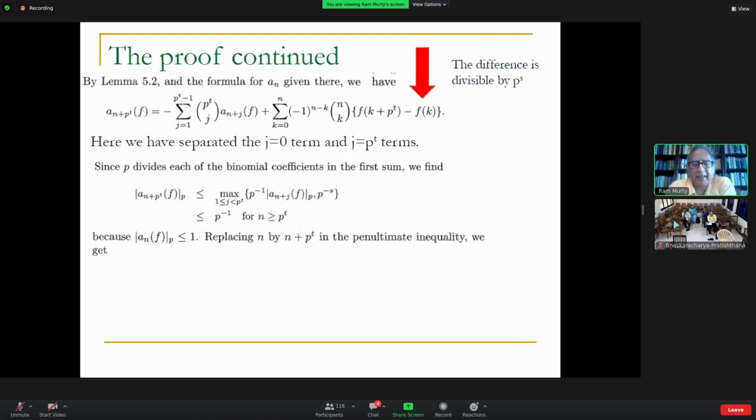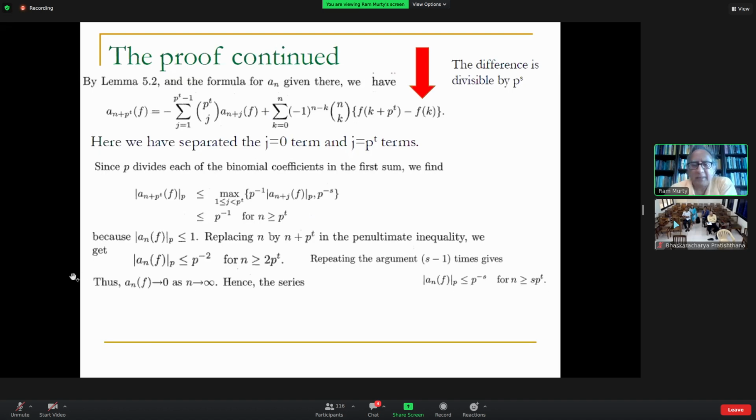So replacing n by n + p^t in the penultimate inequality, the penultimate inequality being here, we get that a_n(f) is bounded by p^(-2) for n bigger than 2p^t. And continuing in this fashion, iterating it, we end up getting that a_n(f) is bounded by p^(-s) for n bigger than s p^t. And therefore, a_n(f) goes to 0 as n goes to infinity.